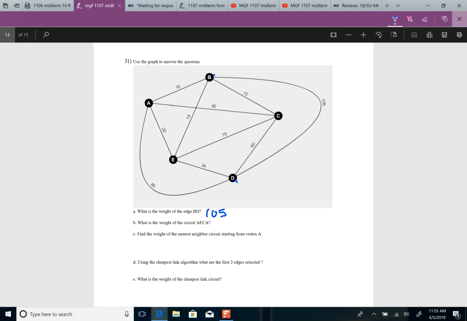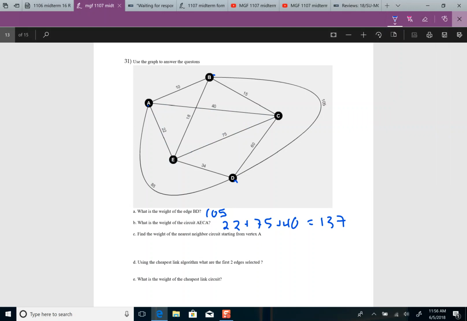The second one says, what's the weight of AECA? So here is A. Let's locate E, and then C, and then A. So AECA, I can see I need to add 22 to 75 to 40. Let me grab my calculator, 22, 75, and 40, and it says 137. Alright, so let's get rid of those markings, because the next one I'm going to mark on it again.